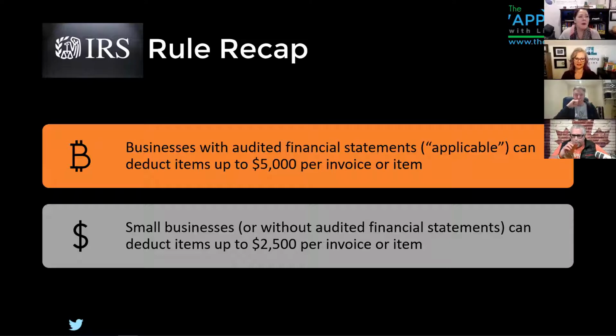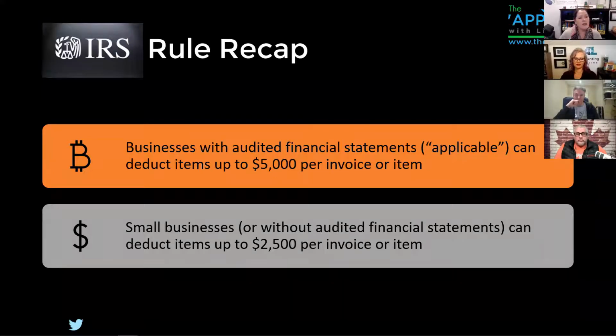Businesses back in 2016, they changed the rules. So businesses with audited financial statements can deduct items up to $5,000 per invoice or item, and small businesses without audited financial statements can deduct items up to $2,500 per invoice or item. So that's a change from, it was always forever and ever, $500, right? So that is the new rules.